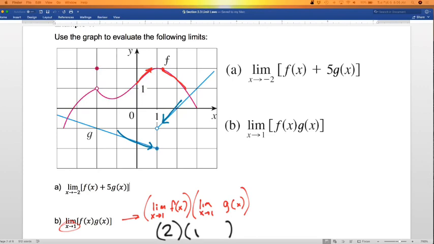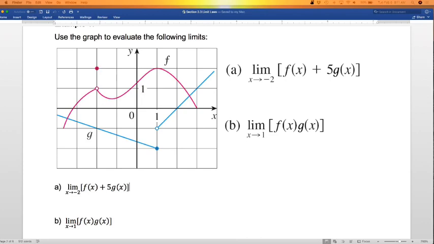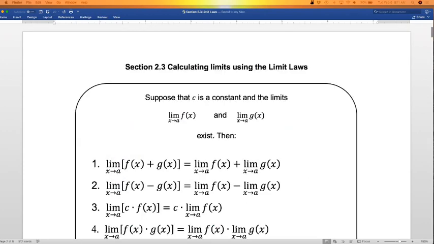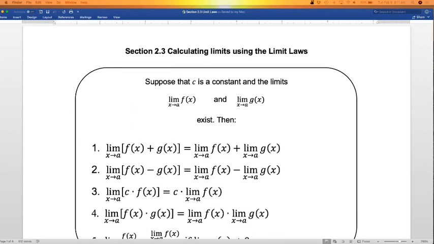So first of all, I'm going to write a little DNE in here, does not exist. Okay? And then I'm going to refer you back a little further in the notes. Because in the notes, up at the top, it said, suppose that C is a constant and the limits exist. So if the limits don't exist, then we can't apply this step at all. And so this is essentially undefined.